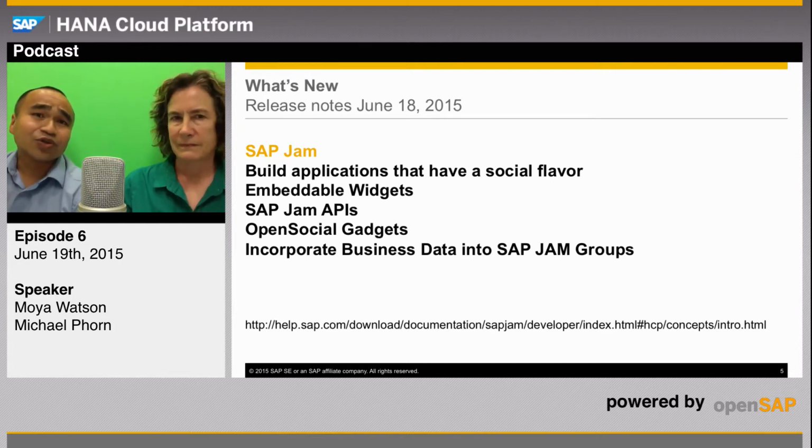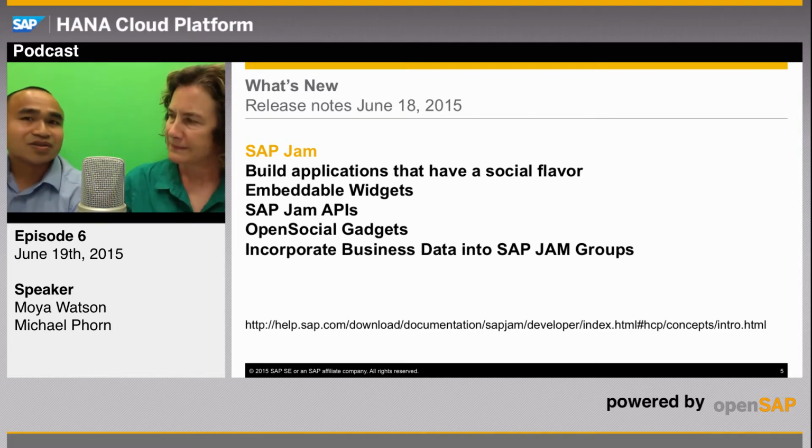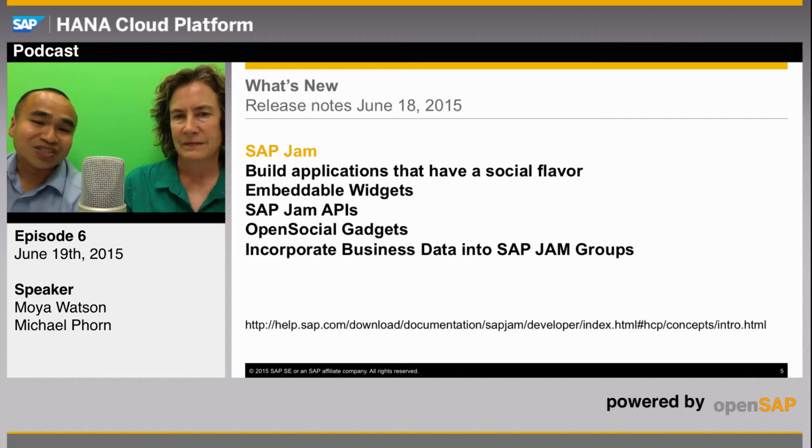You're also going to be able to incorporate business data into your Jam groups using OData services. And in cases where an OData service is not available, if there is a REST API that's available, you can use HANA Cloud Platform as a wrapper to create the OData service that you need, so you can incorporate that into your Jam groups. Super cool, super social. That's right. And for more information on this stuff, for those of you who are listening to us and not seeing the presentation, you'll be able to view the more detailed links on our blog later.